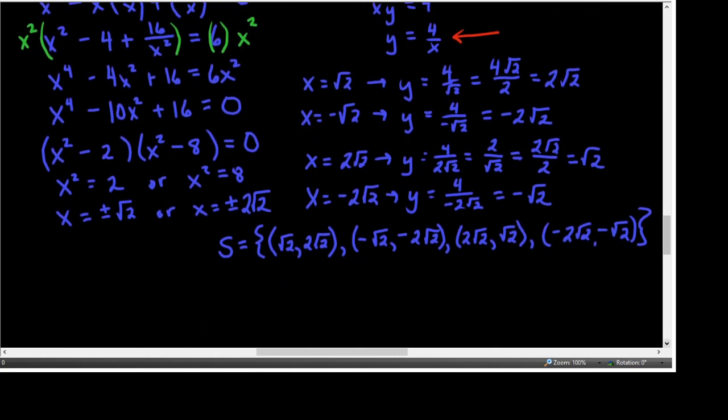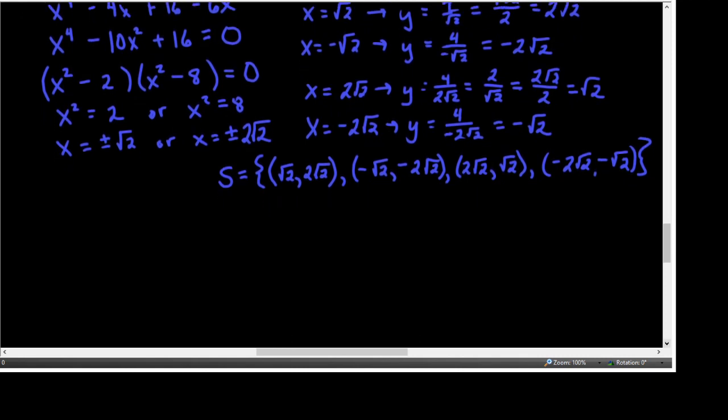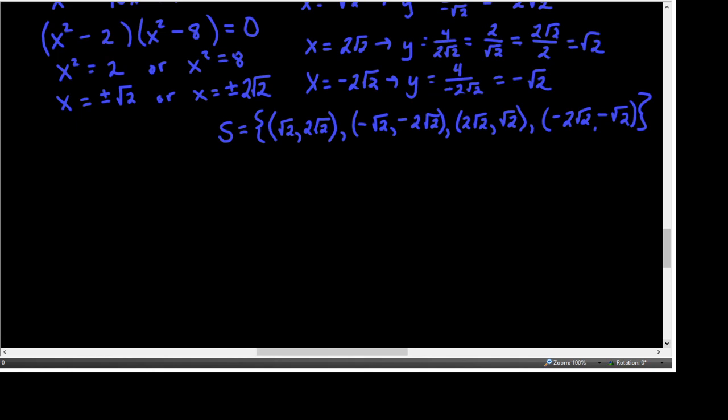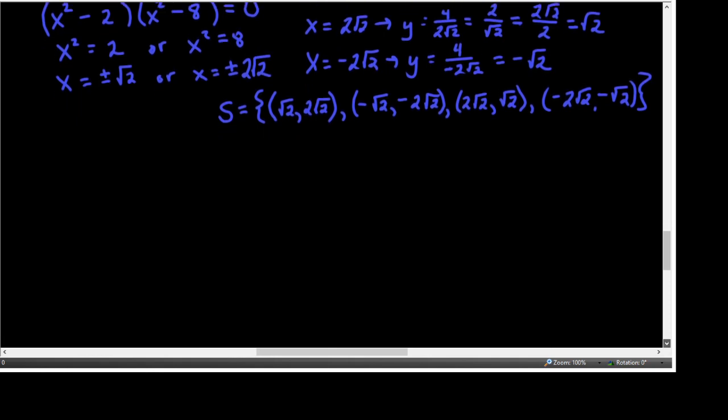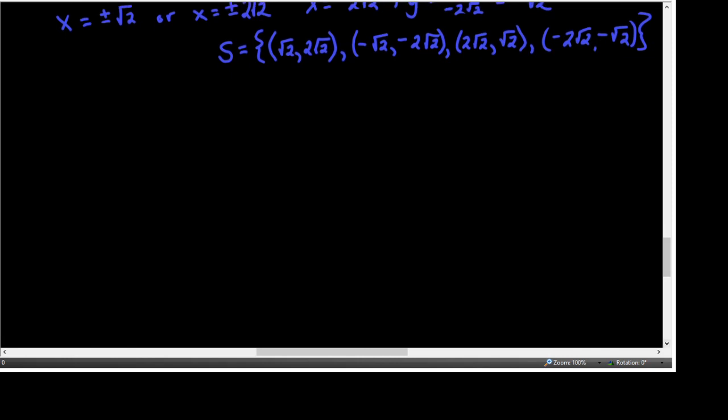Now the next example deals with graphing the solution set of a system. Now if you have a system of inequalities, remember that involves shading. And we can't write a solution set of all the ordered pairs because there will usually be infinitely many of them. So that's why we have to graph.